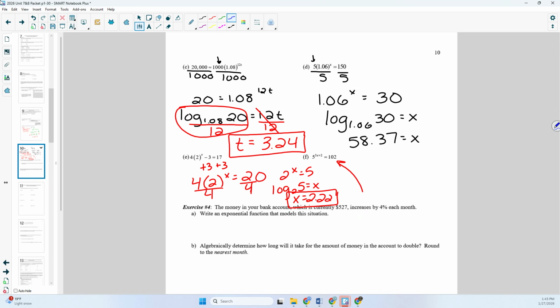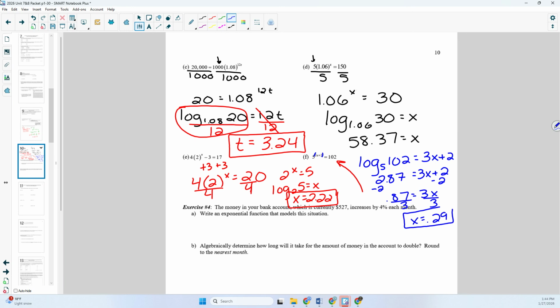F is a little different. It looks like there's a lot going on, but all of this is in the exponent, so we are in base to the exponent equals number. So we're ready to put it in log form. My exponent is 3x plus 2. This time I am going to take this in, keeping the whole decimal in my calculator. I get 2.87. And then we are just doing subtraction first, and then division to keep solving this equation. If your answer is slightly different, you probably at some point rounded too early. You should get 0.29.